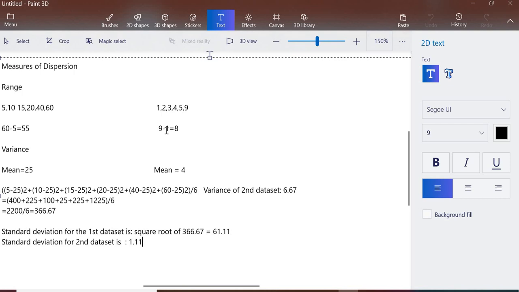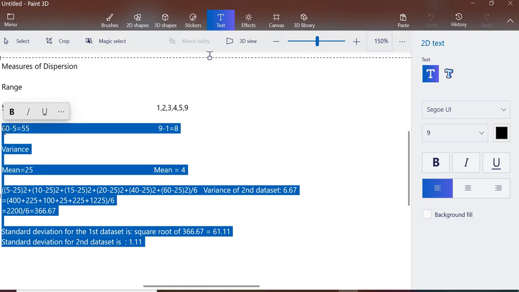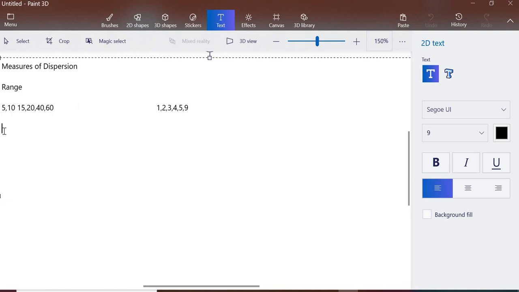So now by looking at the two standard deviation scores, we can easily say that the first data set is more dispersed than the second data set, as the standard deviation of the first data set is much larger. Okay, so this is the third absolute measure of dispersion. Let's discuss another measure of dispersion, which is the quartile deviation.